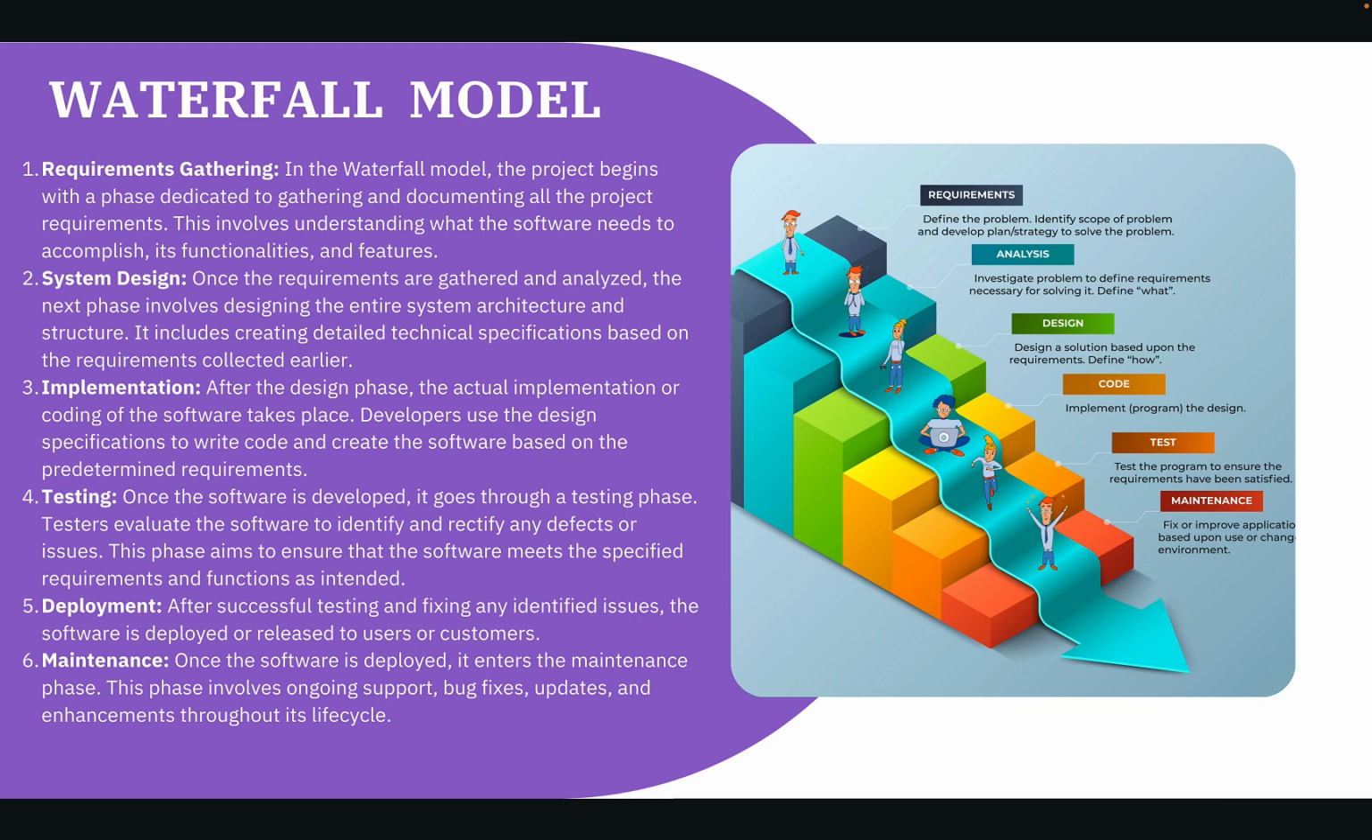The waterfall model is the traditional sequential project management approach where each phase of a project cascades downward, similar to a waterfall, with one phase feeding into the next. Let's explore a real life scenario to better understand the waterfall model. Imagine a company planning to build a new smartphone. Here is how the waterfall model might be applied.